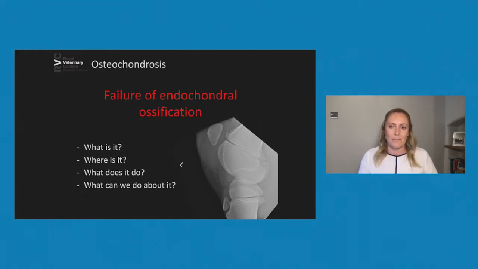So the term that really defines the core of osteochondrosis and why it occurs is failure of endochondral ossification. I'll return to this term more within the next few slides, and we'll discuss more the recent advances in our understanding of this disease process. Otherwise, I'm going to cover where it occurs, what it does within the joint, and what we can do about it. I'm sure you're all very familiar with this developmental disease, so I'll try to combine some of the more current advances in this area.